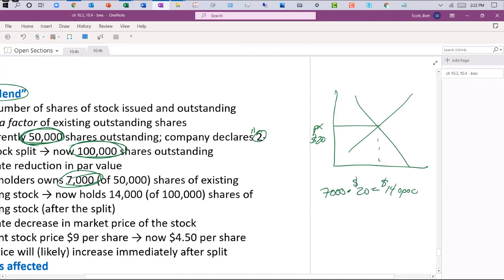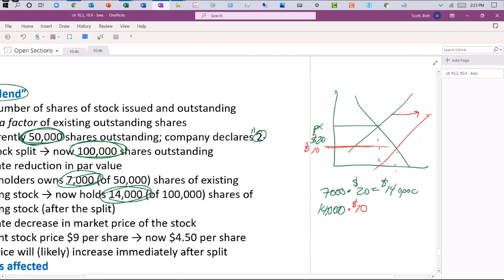Neat. What happens when it splits? It means now I have 14,000 shares. And what happens to the stock price? It gets divided in half. So it goes down to $10 per share. All we did is basically we shifted the supply curve way out, to the point where now the intersection is at 100,000. And that's mechanically what happens.